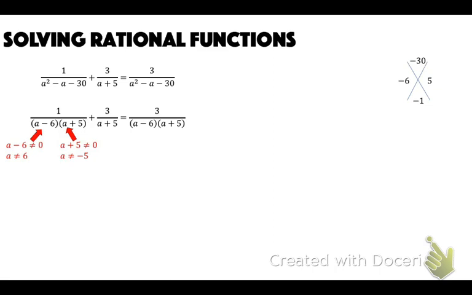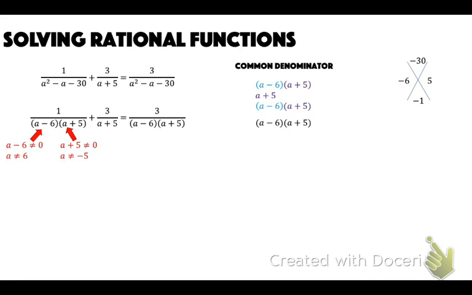Now we need to find our common denominator. So the first one we have the a minus 6 and a plus 5. Second one we have a plus 5. And the third one we have a minus 6. And you should be able to tell just from looking that this is just missing an a minus 6, right? Because we can get that a minus 6 from there, and then the a plus 5 from there. So our common denominator is a minus 6 times a plus 5.